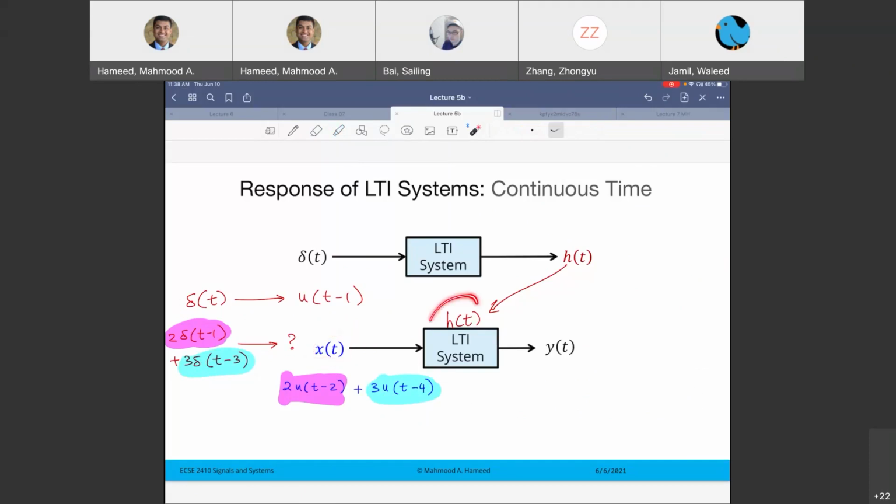Once I have characterized the system h of t, I have this new input x. I can find the output by simply doing x of t asterisk h of t, which is going to equal, well, I can say it, then I can prove it. All right. Integral of x of tau h of t minus tau d tau.